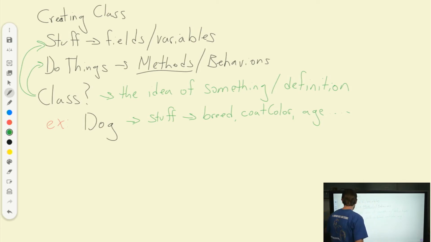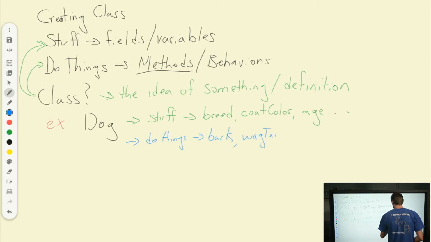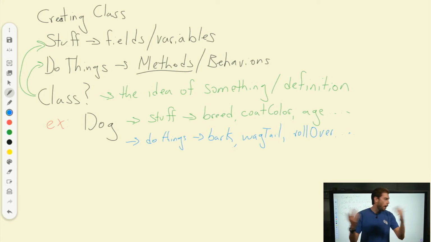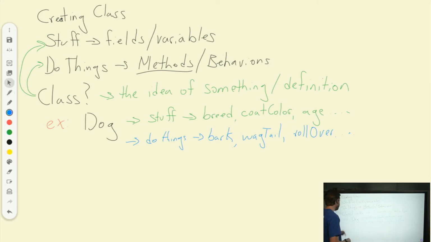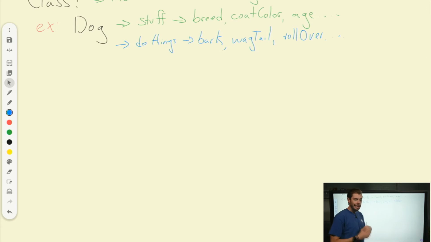Now, a dog could also do things. A dog might bark. A dog might wag its tail. It might roll over. These are all things that a dog might do, and there might be other things that we decide as programmers when we're defining our class, what our dog might do and what's important for us within our program. Now, we've created the idea of what a dog is.